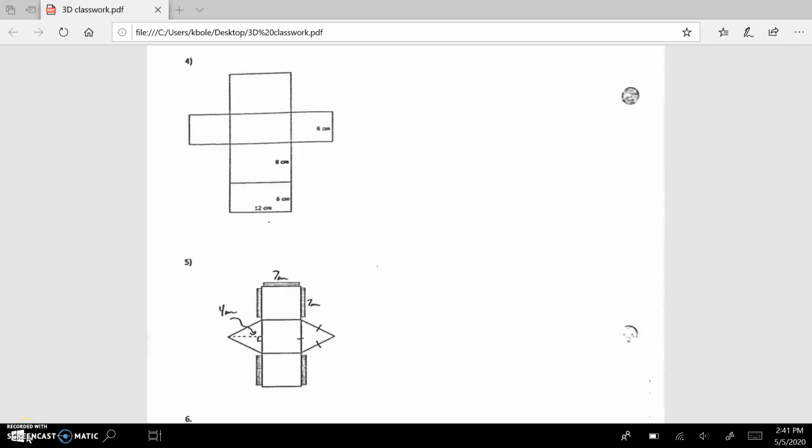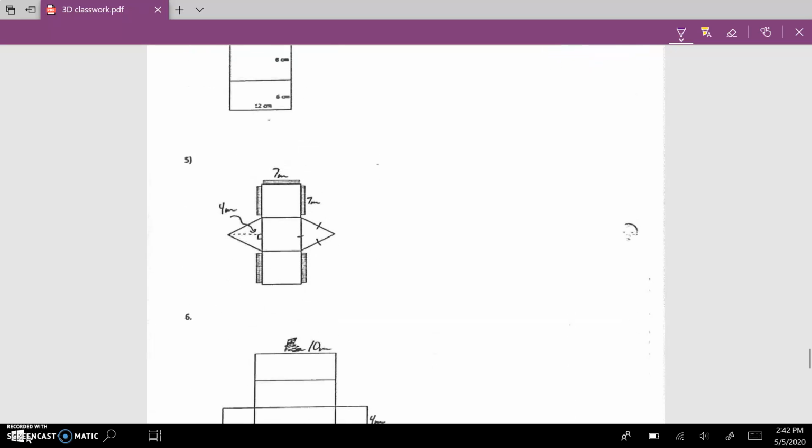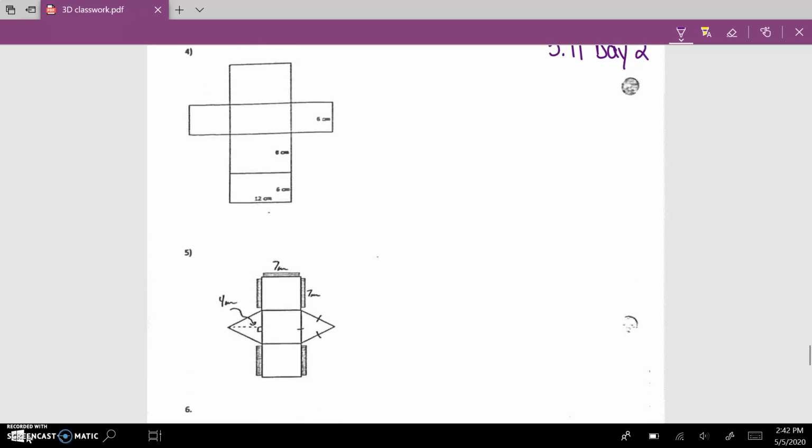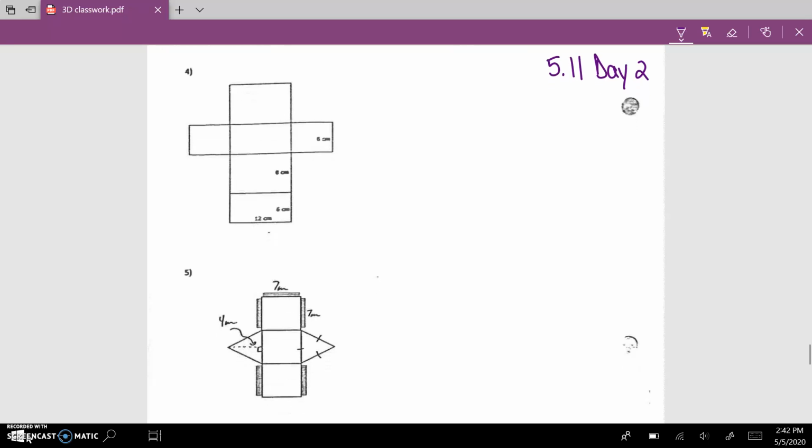Alrighty, so here we are on the classwork for 5.11, day 2. I'll write that up here at the top. So this is the second page of the classwork. Similar to yesterday, we're finding the surface area. So I just want to go through a few little tips and tricks, especially this first one. They are hard to read.